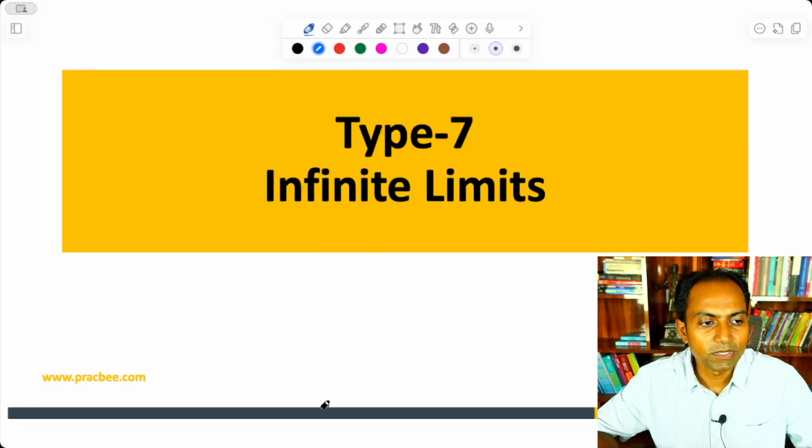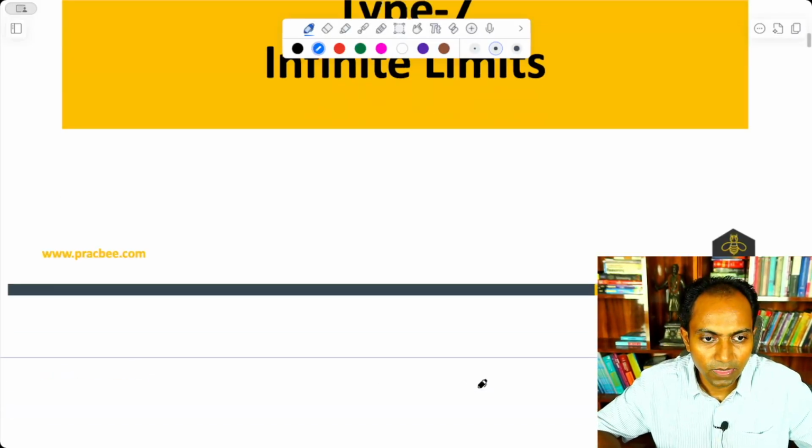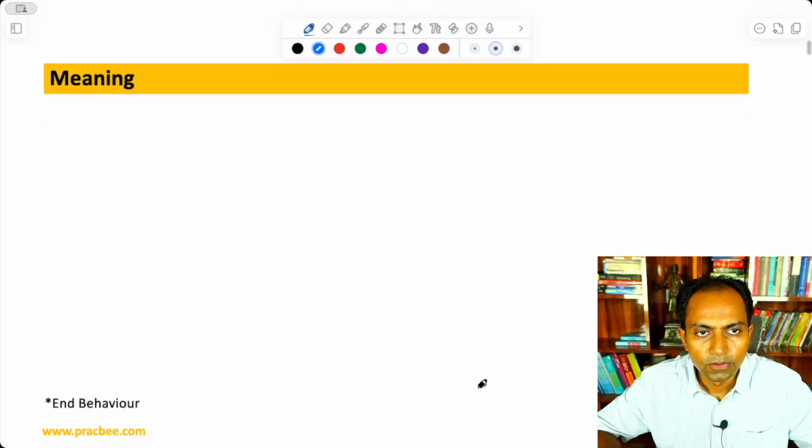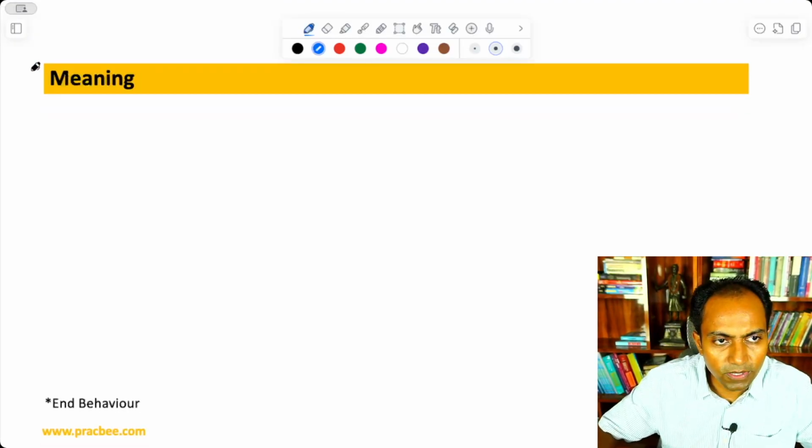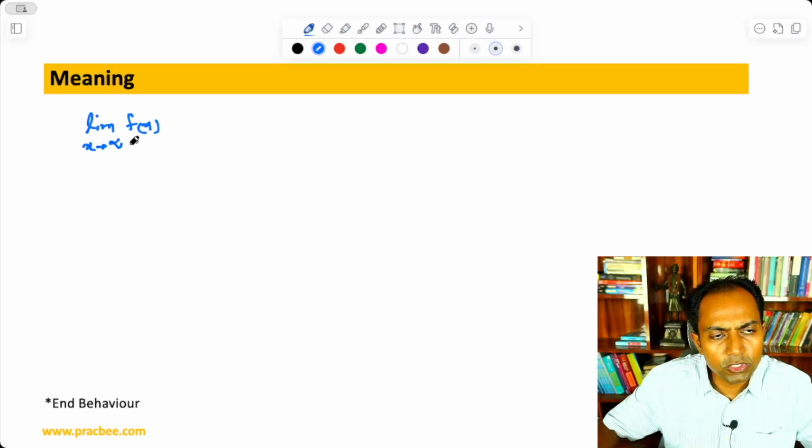Type 7 problems are based on infinite limits. Now, what does this mean? Whenever we put in front of something limit x tends to infinity, this would mean the approximate value of the function when x is very large.